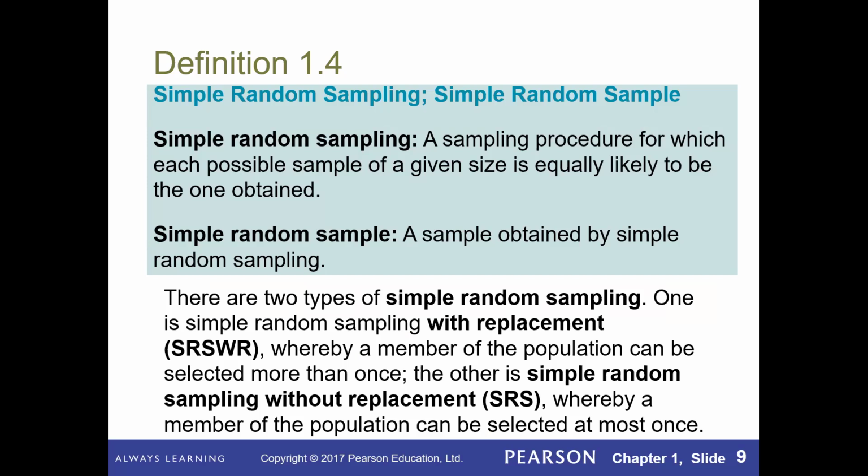And there are two types of simple random sampling. One is sampling with replacement, and other is sampling without replacement. In sampling with replacement, one member can be selected more than once, whereas in sampling without replacement, one member is selected only one time.